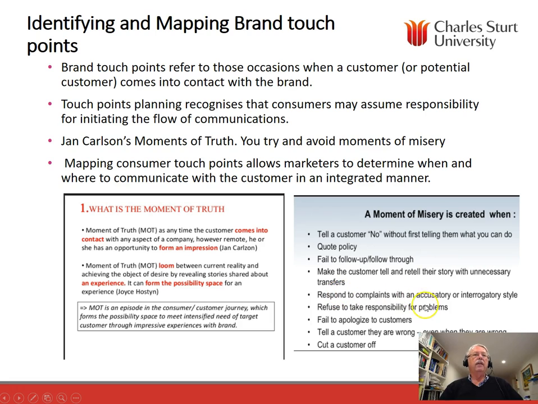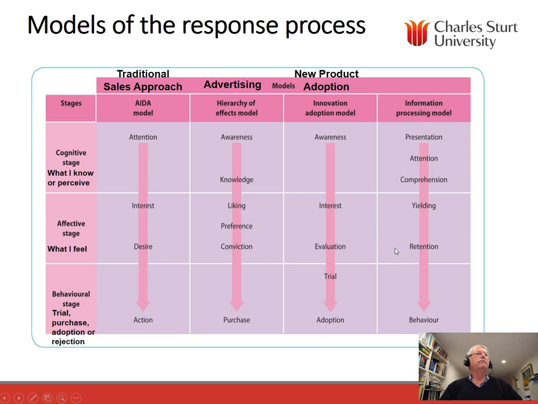Also, responding to complaints with an accusatory or interrogatory style. Also, refuse to take responsibility for problems, fail to apologise to customers, tell a customer they're wrong, even when they are wrong, or cut a customer off. These are all moments of misery that can provide deep problems for brands that are dealing with individual customer concerns.